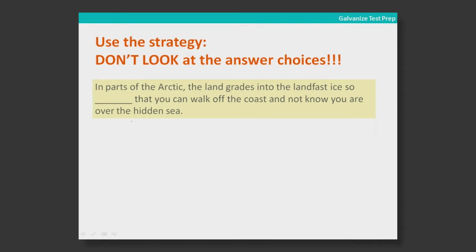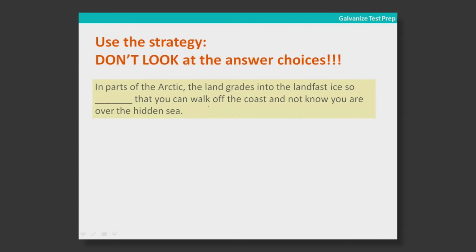And we're going to look at just the question. Okay, so let's see what we have in the question. We've got to read carefully and not miss a single word. In parts of the Arctic, the land grades into the landfast ice so blank that you can walk off the coast and not know you're over the hidden sea.